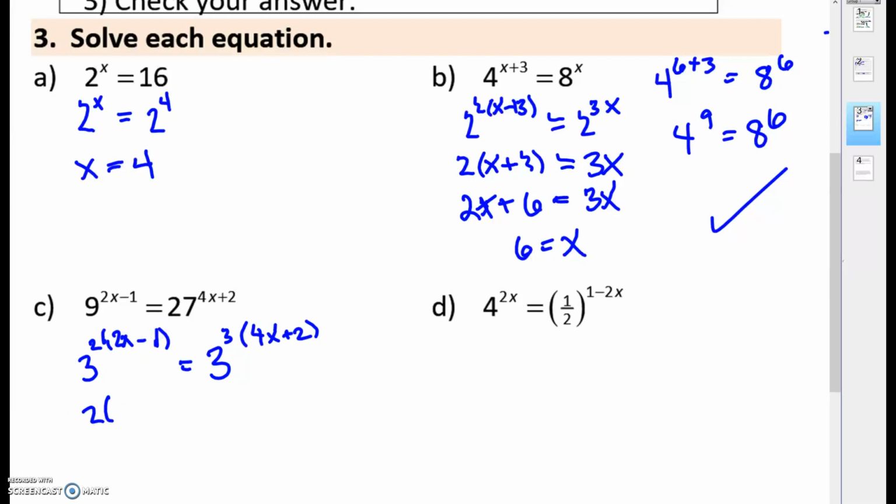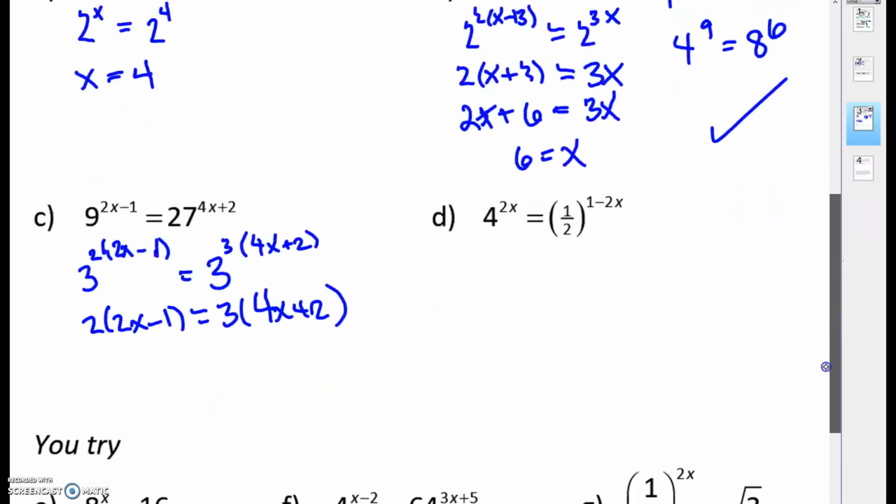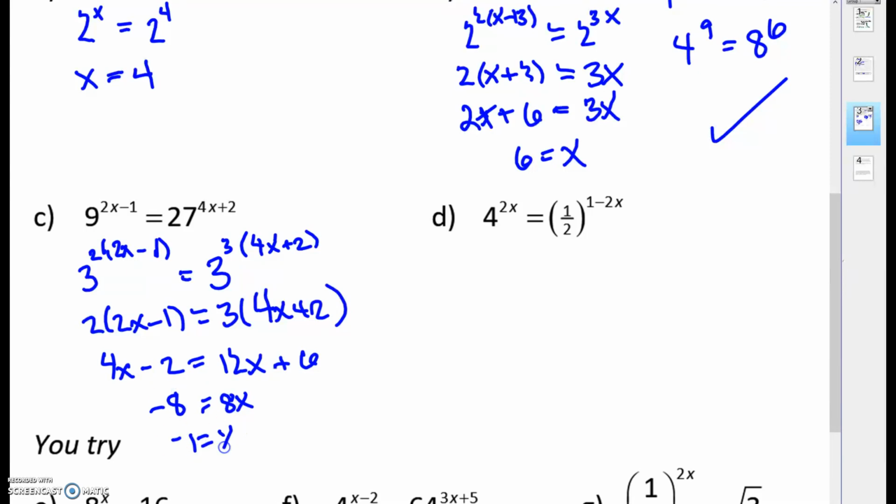So now I have 2 times 2x minus 1. That should equal 3 times 4x plus 2. So I go through and I solve this. I get 4x minus 2. I want to know, does that equal 12x plus 6? So we solve it. I subtract the 4 over to get 8x. I subtract the 6 over to get negative 8. So I get negative 1 equals x.